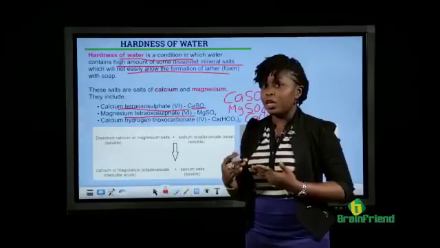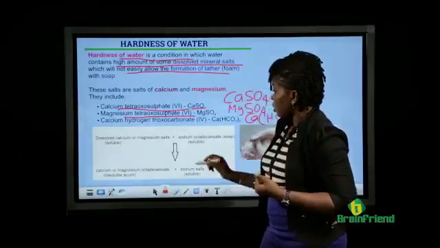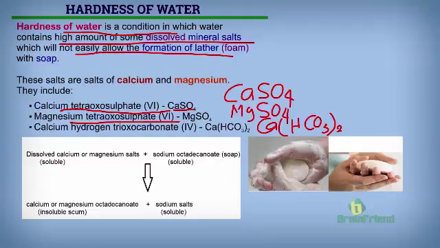Now what happens is that when you try to wash with soap, the dissolved salts in the water interfere with the soap in this way. Here we have dissolved, for example, calcium or magnesium salts, soluble. It's in water actually. Then when it reacts with sodium octadecanoate, otherwise known as soap, what happens is that there is an exchange of ion.